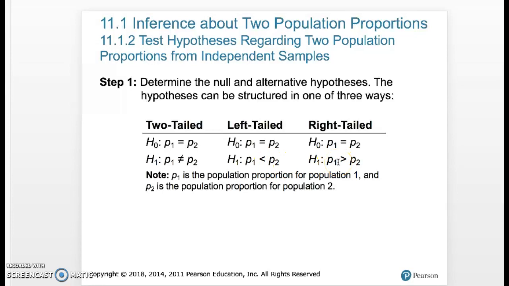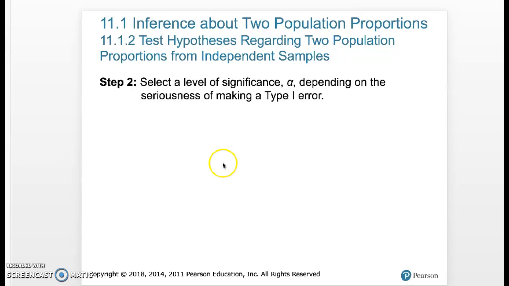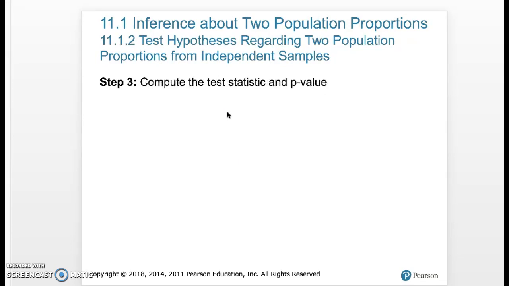So once again, we'll read our scenario, and our scenario will indicate which of the 3 types we need to use. Here, we're going to have 2 different subscripts, just like we had in our conditions. Once we do our setup, we'll make sure we have a level of significance, or alpha, specified. We'll use StatCrunch to compute the test statistic and p-value.